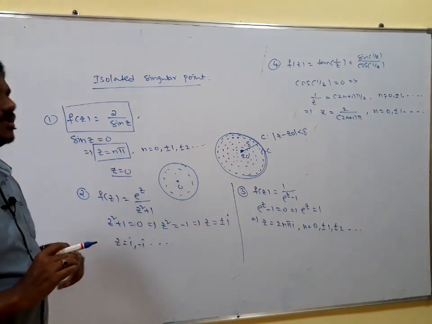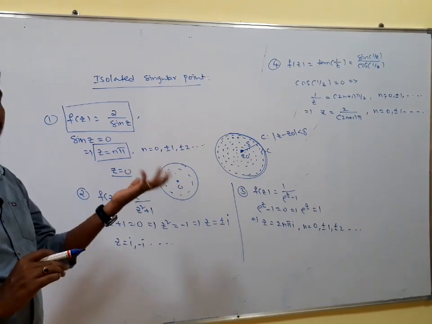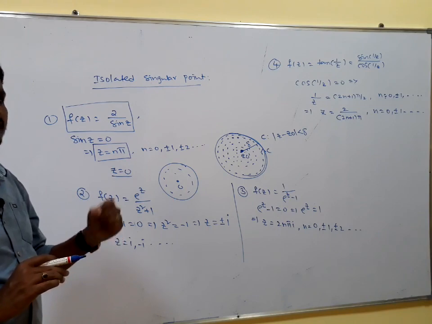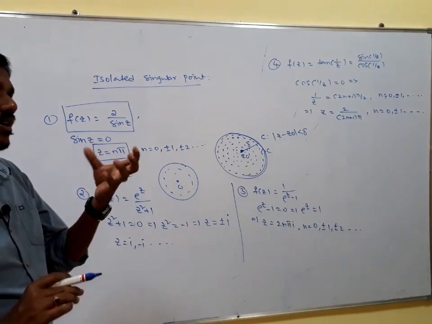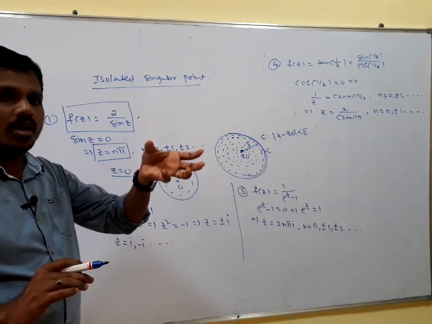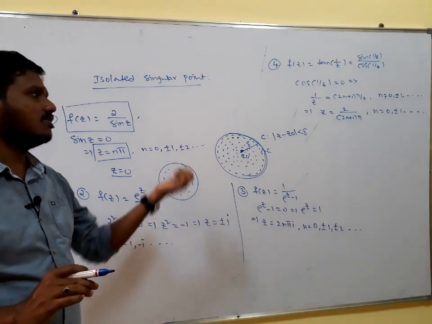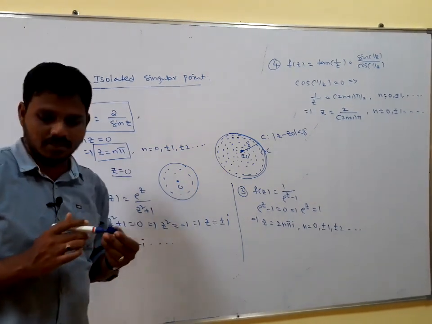This is about the isolated singular point. A singular point means the function is not analytic at that point. The simple definition of an isolated singular point is this: a singular point is said to be isolated if, in the neighborhood of that point, the function is analytic except at this point.